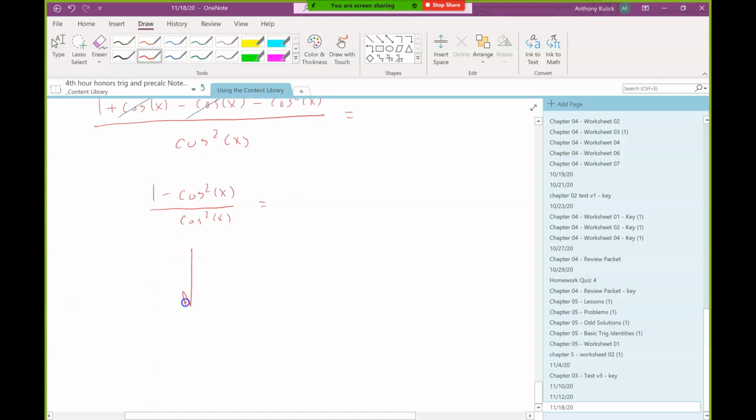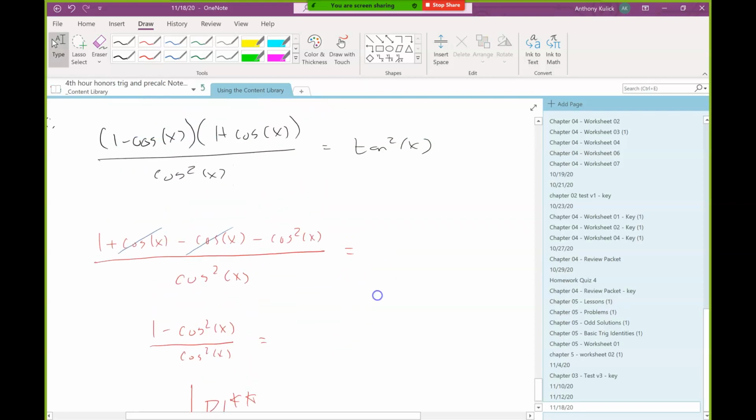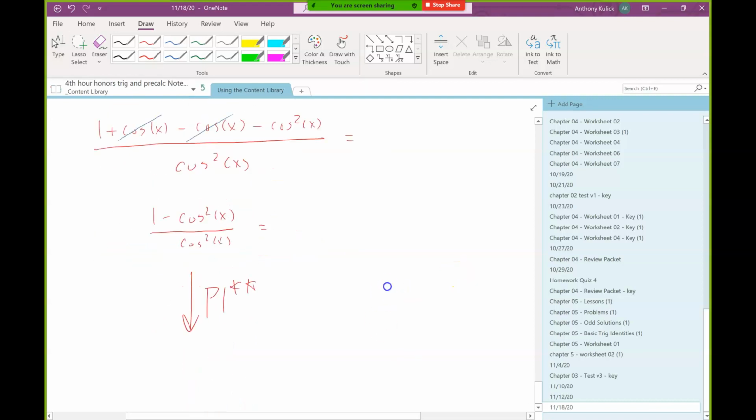Mr. Coolett, did you FOIL the top? Like, how'd you get the 1 plus cosine x minus cosine x minus cosine squared x? That was me foiling the numerator, yes. 1 times 1 is 1. 1 times cosine x is positive cosine x. Negative cosine x times 1 is negative cosine x, and negative cosine x times cosine x is cosine squared x. Okay, yeah, I get it now. Thank you. Yeah, no problem.